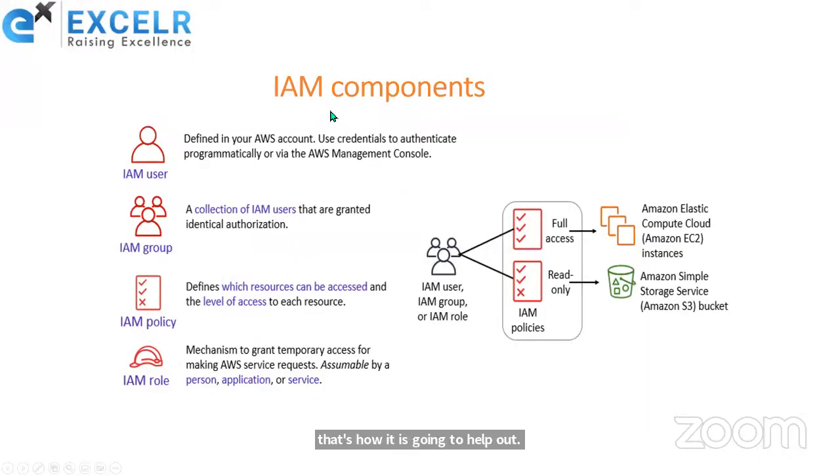And if you look at the IAM components here, defined in your AWS account, use credentials to authenticate programmatically or via the AWS management console. It means you can create your own credentials, so that it generates a username and password for us, or we can provide programmatic access. What is programmatic access? Developers who work on projects write code in C, .NET, and Java applications. For them also, we can create credentials based on the programming language, like SDKs, which we call software development kits. These authentications will support developing applications as well. That's what programmatic access is.